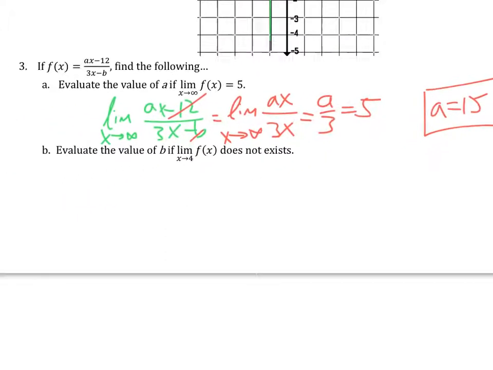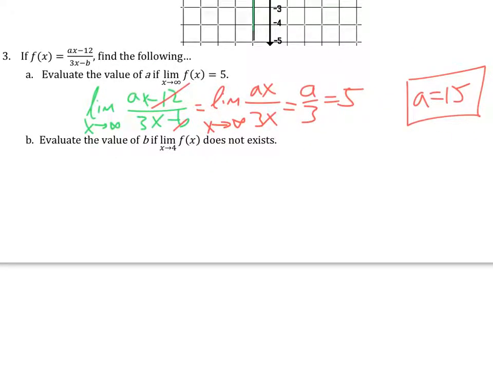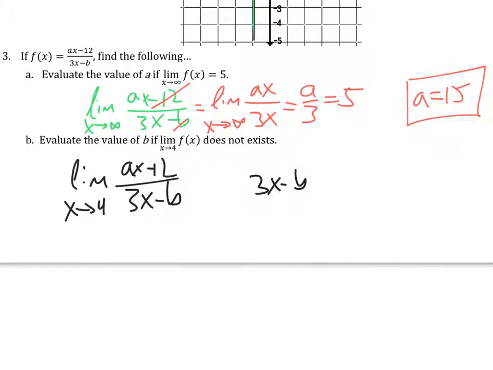All right. That's the idea there. What about this? We want the limit as x goes to 4 to not exist. So we can take that ax, we want the limit as x goes to 4 of ax minus 12 over 3x minus b. So we want the bottom to be 0 when x is 4, because that would mean that it doesn't exist. So basically, we just want 3x minus b to be equal to 0 when x is 4.